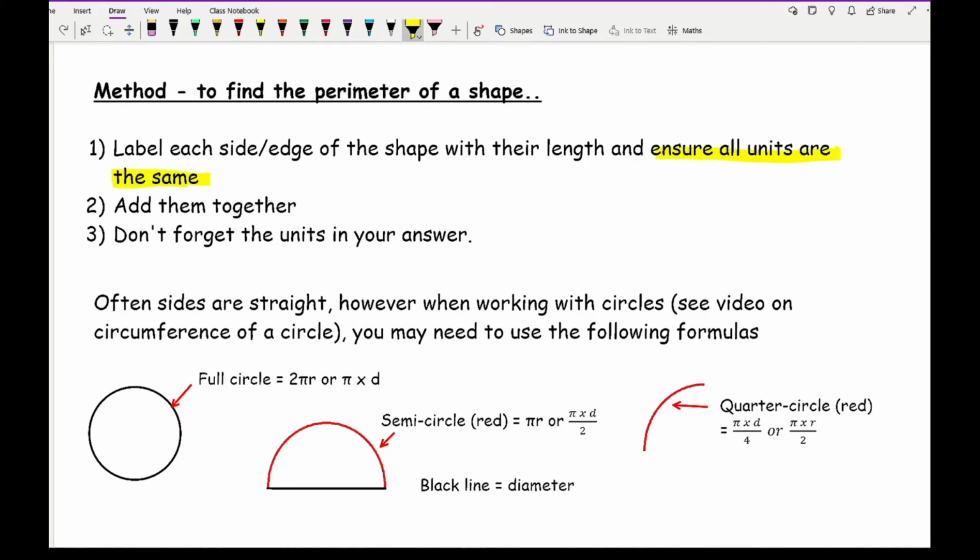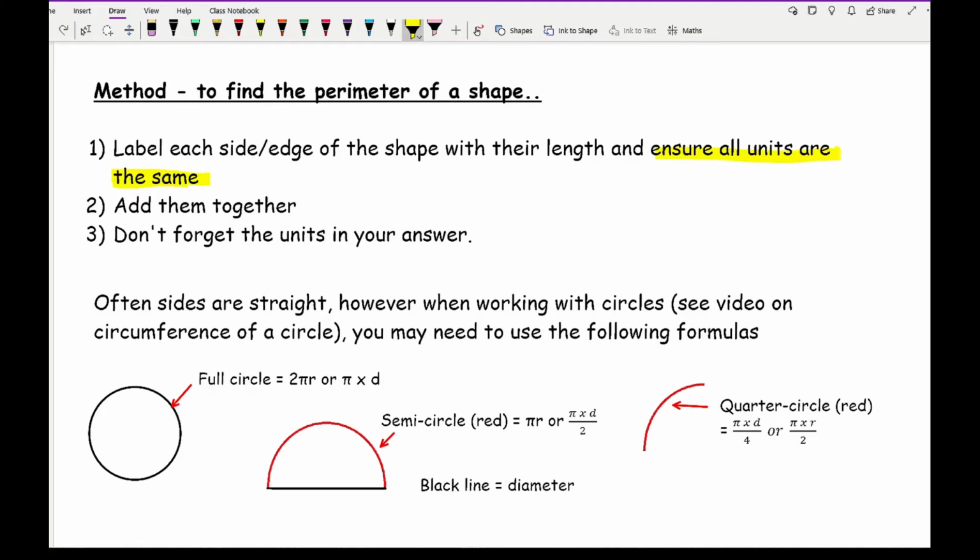So make sure they're all in centimeters or millimeters or meters or kilometers or whatever. Then the next step is to just add them all together, and the final step is don't forget to add the units to your answer. Remember that the units of perimeter will always be length units, they'll never be square units or cube units.